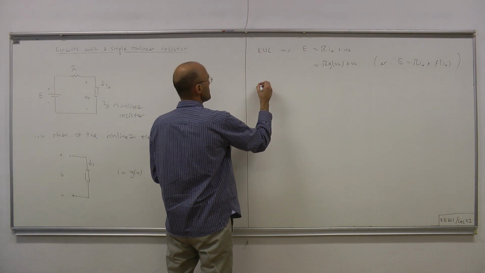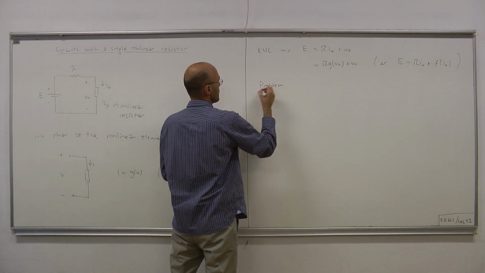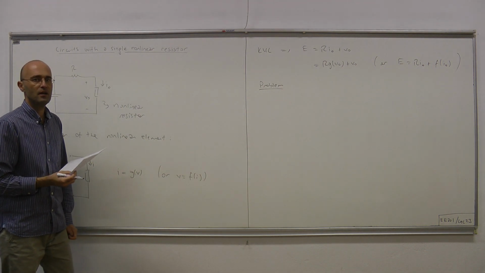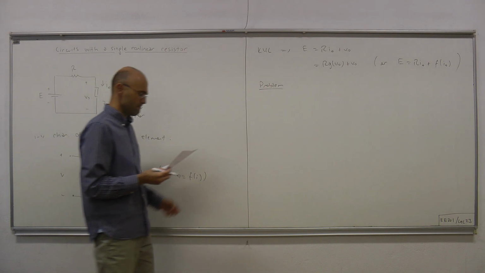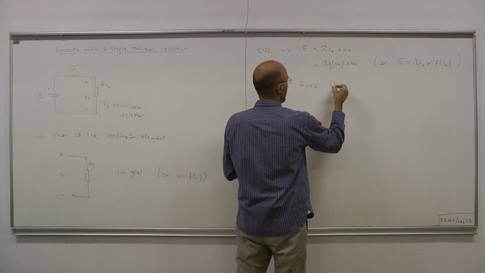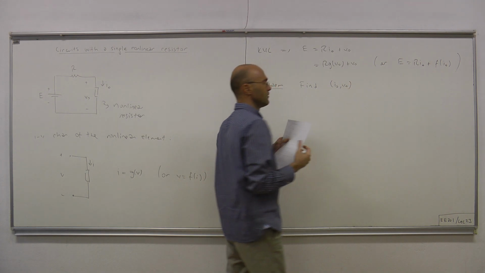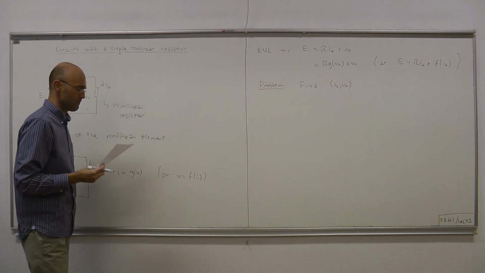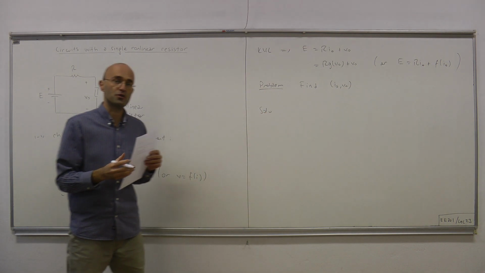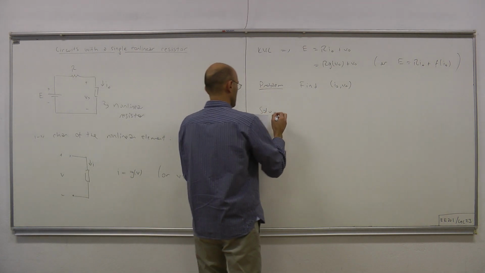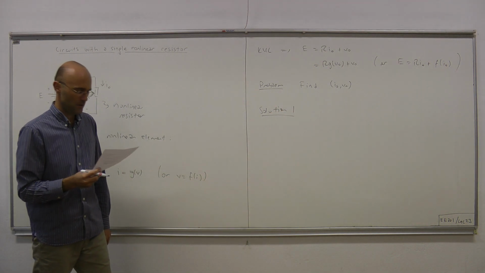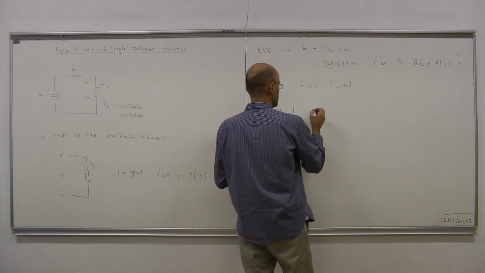Now, the problem is to solve for the voltage and current of the nonlinear resistor. That is, find the pair I0, V0. There are two possible approaches to this problem. One of them, let's call it solution 1, is called the algebraic solution.